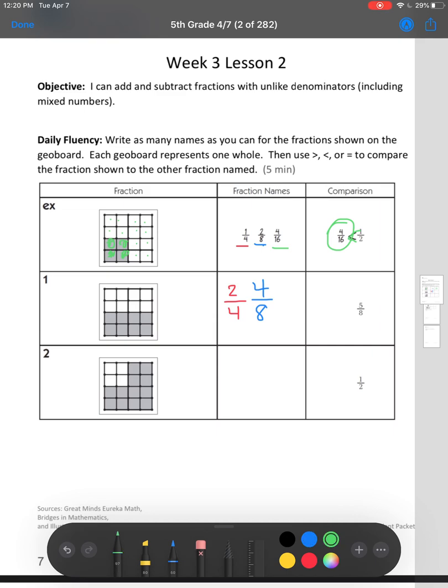Now, I can also go back and think of each of these squares, this geoboard, as 16ths. So that means I have 1, 2, 3, 4, 5, 6, 7, 8 out of 16 pieces shaded in. So that's 8/16. And I'm going to use 8ths here since they have 8ths as this fraction to compare.